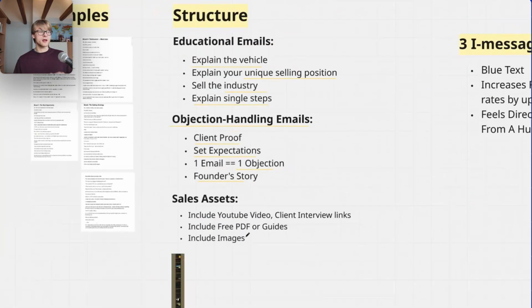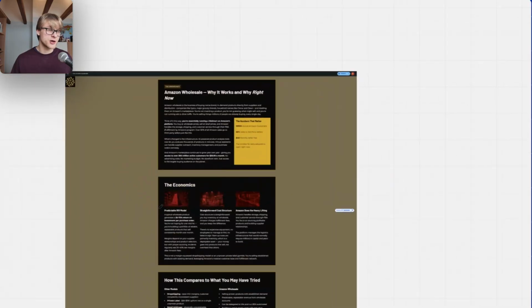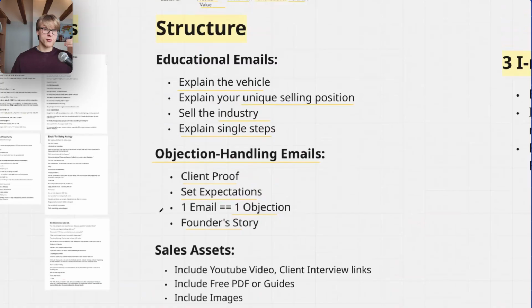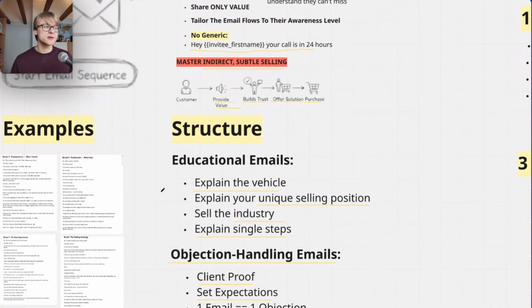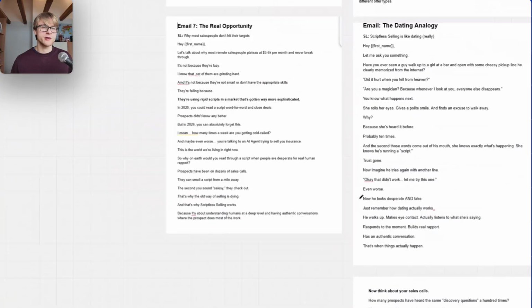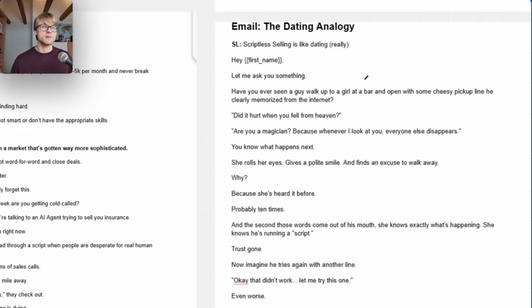And a very, very important thing. What we are essentially doing is including YouTube videos, client interview links, free PDFs or guides, images, or Gamma boards, like this one that you can see over there, and we're going to talk about in a second, in our emails. So links to the sales assets, which will then further nurture them. Essentially, I just want to run you really quick through one of the emails that I've written. For example, this one here.